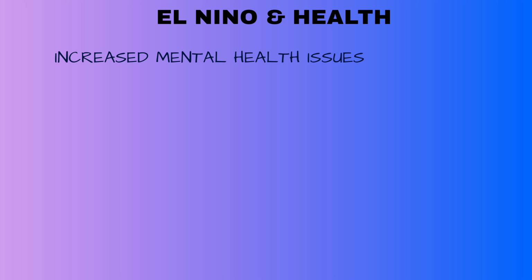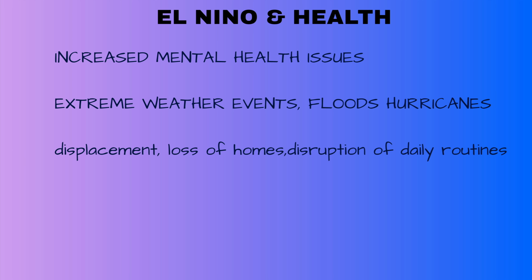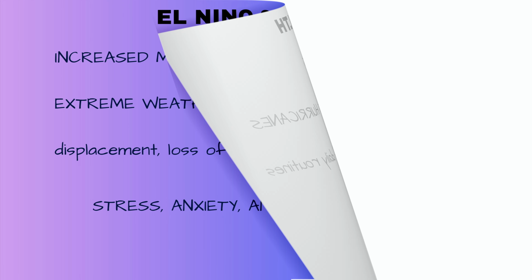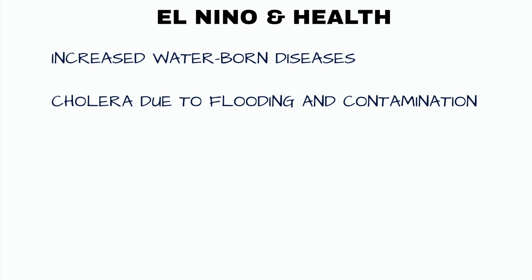Mental health. El Nino can also have an impact on mental health, particularly in areas that experience extreme weather events such as floods or hurricanes. These events can lead to displacement, loss of homes, and disruption of daily routines, which can contribute to stress, anxiety, and depression. And lastly, waterborne diseases. It can also increase the risk of waterborne diseases such as cholera, as it can cause flooding and contamination of water sources.